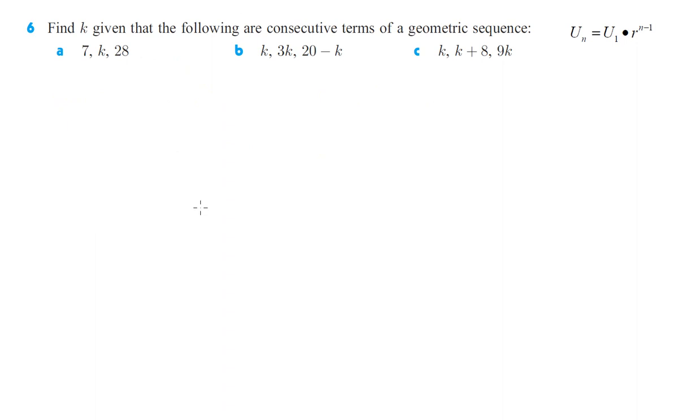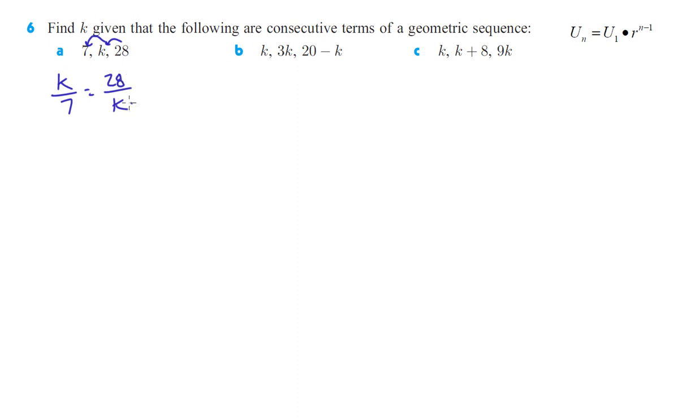Moving along here. Find k, given the following are consecutive terms of a geometric sequence. If they're geometric, remember we have to take the second term and divide by the first term. So we know that k over 7 should be the same as 28 divided by k, because any two consecutive terms should always have the same rate.